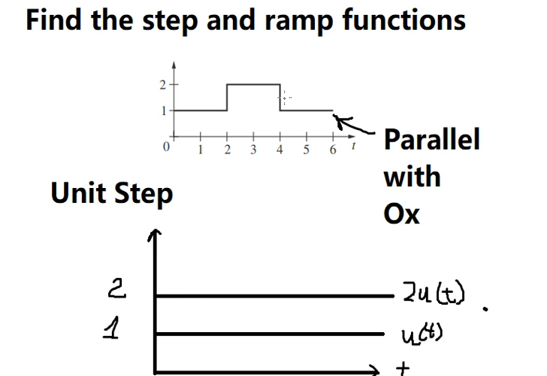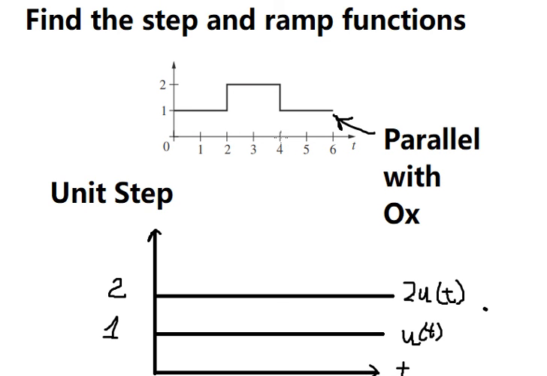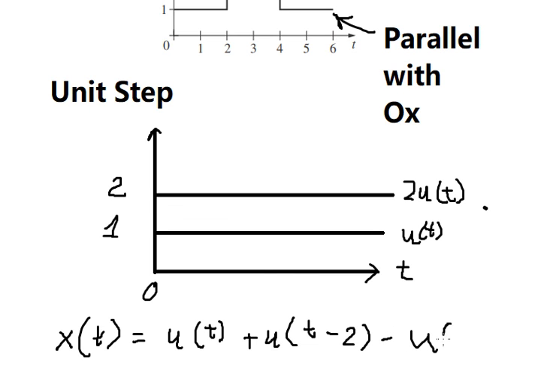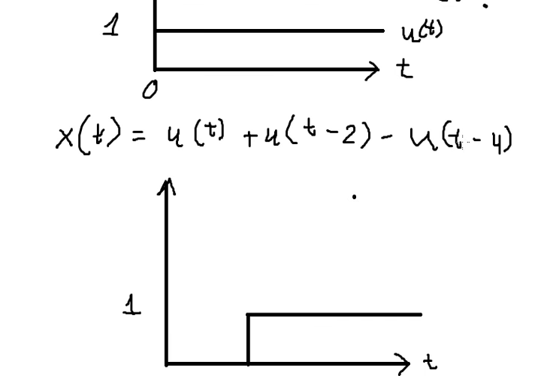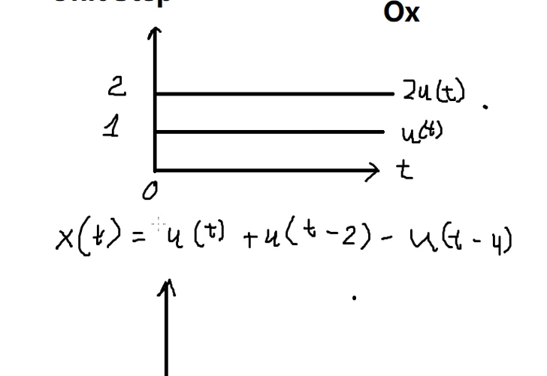Later we need to reduce by 1 unit in here. So we need to minus, and they start at t equals number 4. So that should be u(t minus 4). And that's why we have the final answer. This is the end. Thank you for watching.